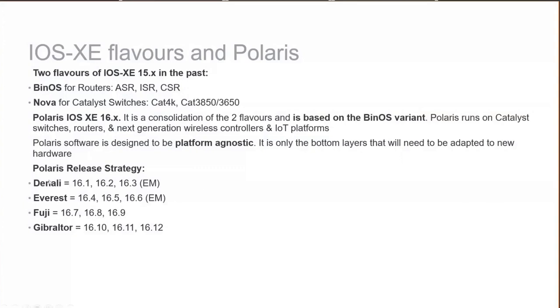The release strategy, these are like Denali releases. They were earlier named on mountains, and now it is being named on cities. So 16.1, 16.2, 16.3 are Denali, 16.4, 5, and 6 are Everest, 16.7, 16.8, 16.9 are Fuji, and Gibraltar is 16.10, 16.11, and 16.12. There are later releases like 17, 17.1. Those are named after cities like Amsterdam and Bengaluru. So those are the latest iOS. So one thing to note is earlier we had different operating system for routers and switching platforms, but now both the flavors are merged and we have Polaris releases.